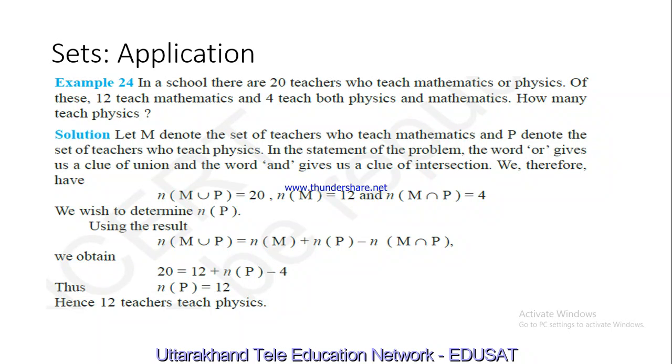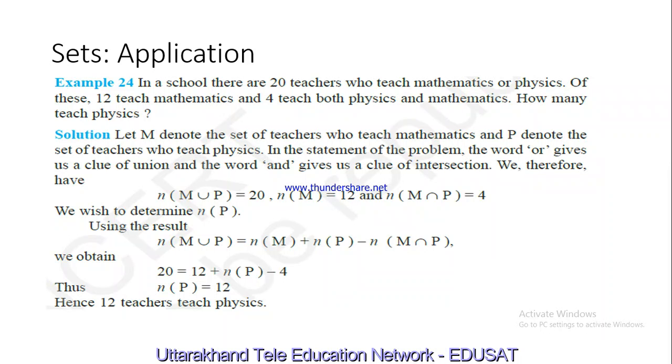Now see, in a school there are 20 teachers who teach mathematics or physics. Of these, 12 teach mathematics and 4 teach both physics and mathematics. Now you can understand, 4 teach both physics and mathematics. This is basically a question which deals with two sets. One is a set of teachers who can teach mathematics. The other one is a set of teachers who can teach physics. Now 4 can teach both physics and mathematics.